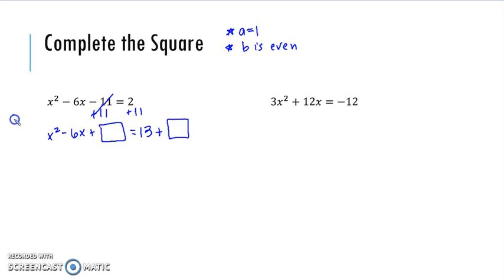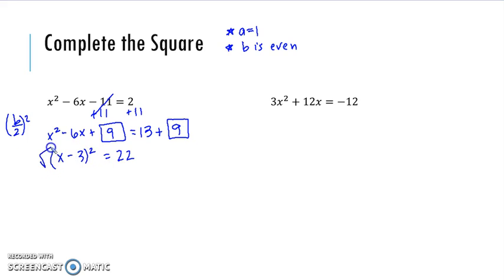To pick what goes in the box, b divided by 2, squared. Half of b is -3, squared is 9. So I'm going to add 9. Then I've got (x minus 3) in parentheses, squared, equals 13 plus 9, which gives us 22.